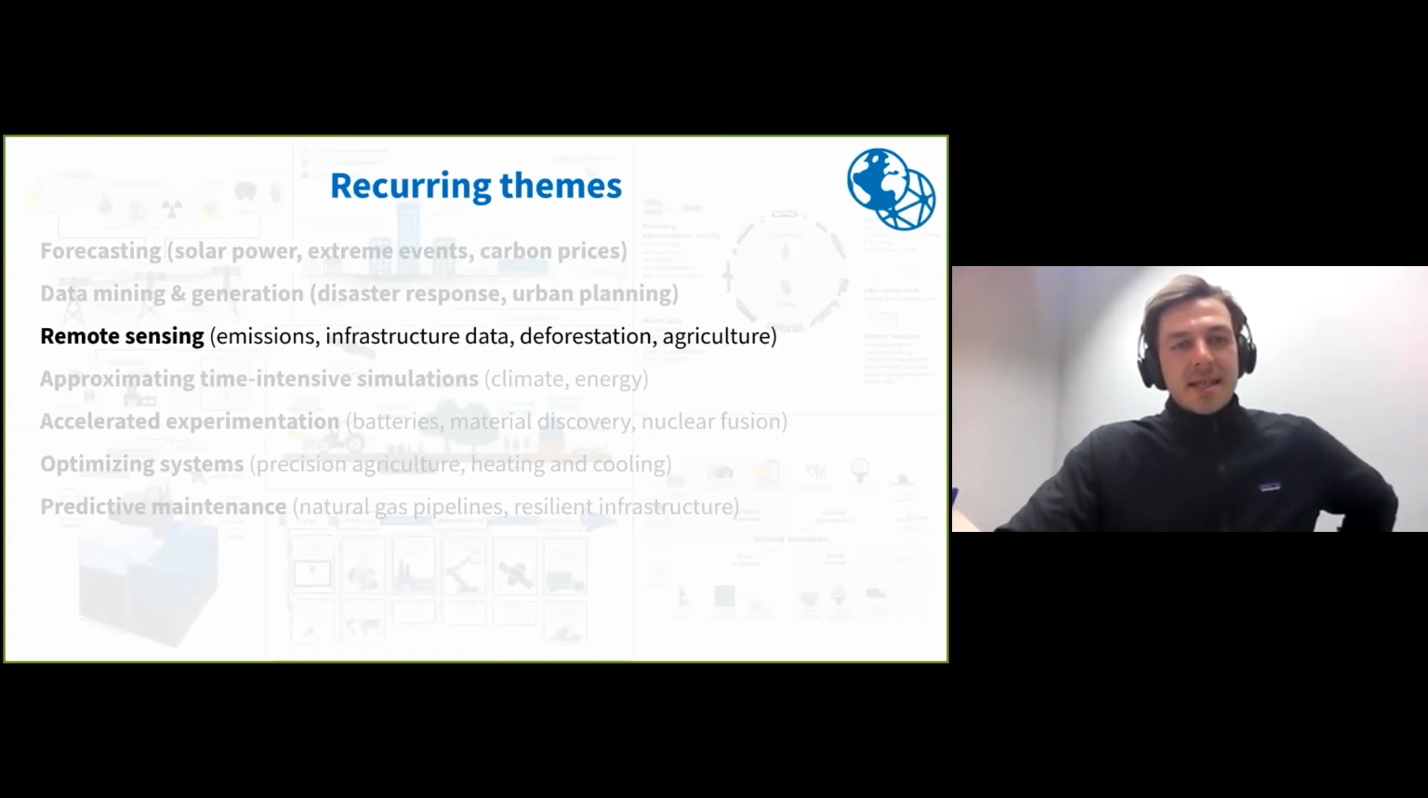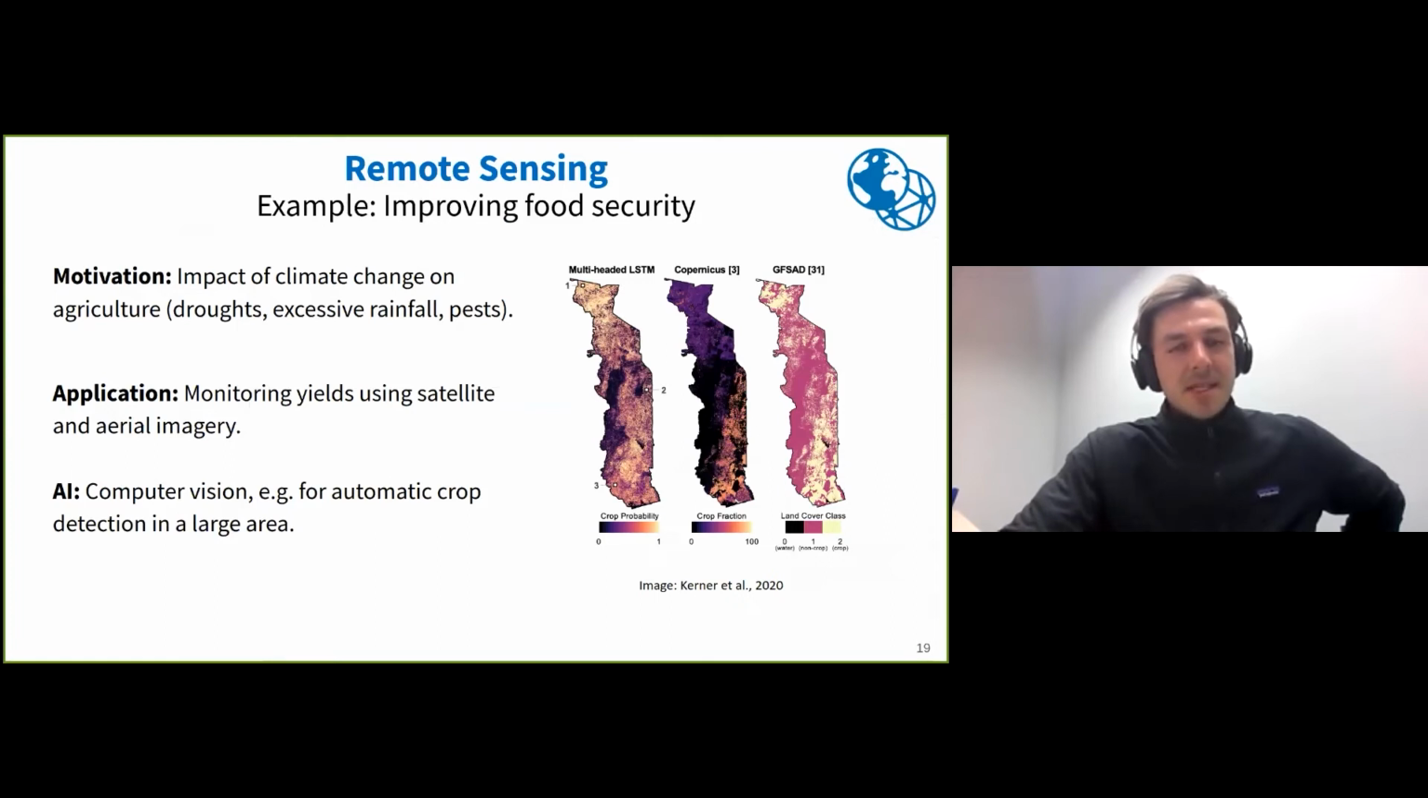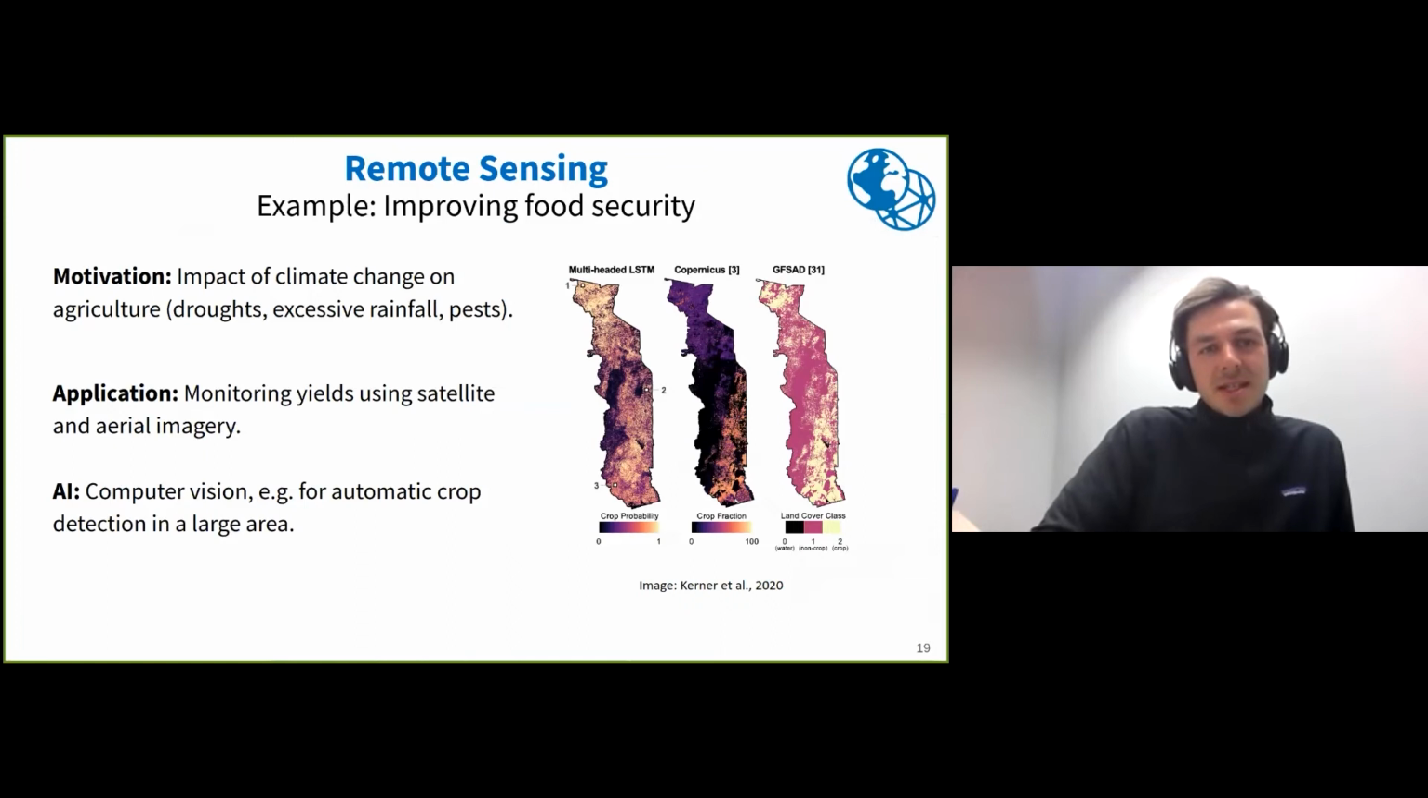Then the next topic is remote sensing or satellite imagery that is heavily used in different industries or scientific applications. This is one application here where they monitor the crop yield in drought situations or excessive rainfall, and thus help informing farming policies and catastrophe management by using computer vision algorithms on satellite data.